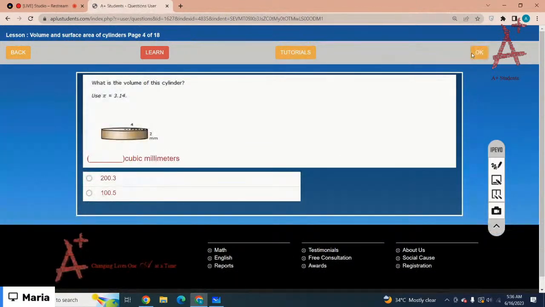Okay, what is the volume of the cylinder? You have to use the formula V equals pi r squared h. Pi is 3.14, r is 4, so it would be 3.14, r squared is 16, and multiply by 2. So when you do the calculations, it would be 100.5. The correct option is 100.5.